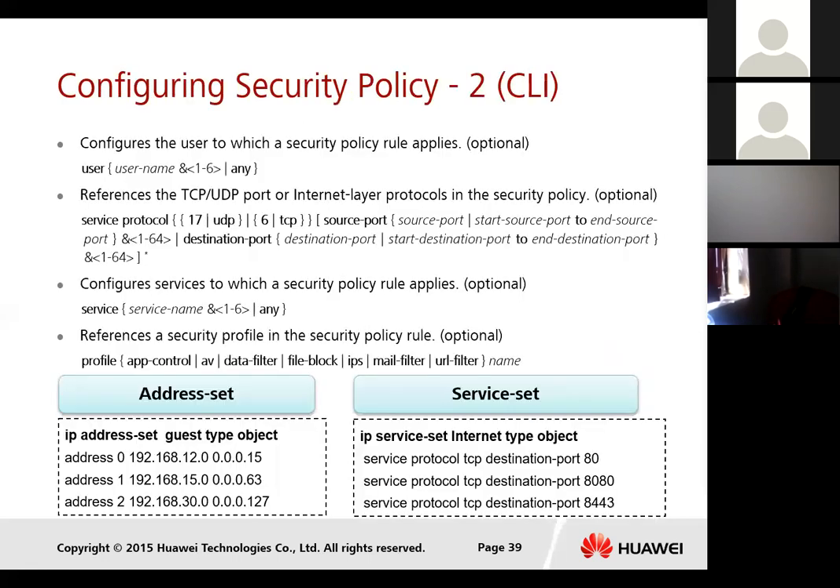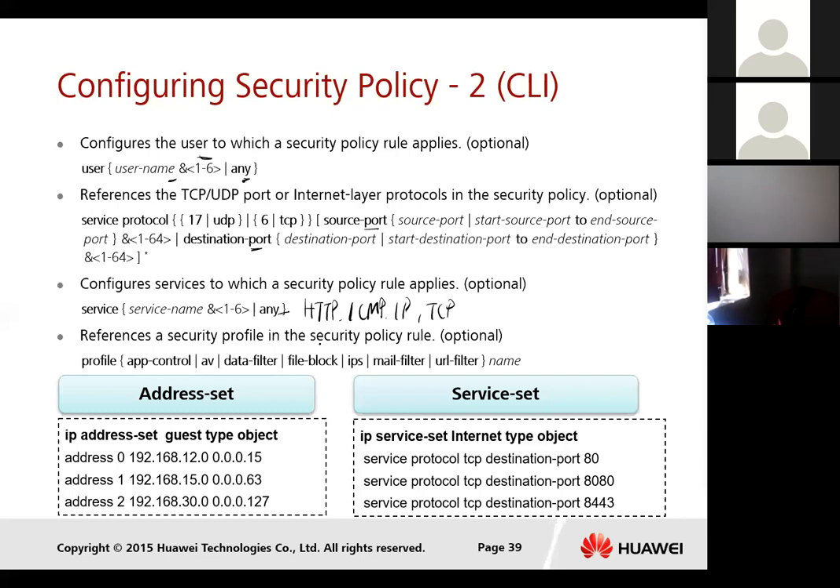So configuring the security policy, just continue from just now. Let's say you want to specify based on the user. Okay, you can specify the username or any user. Reference the TCP and UDP port numbers. This is under the port, layer 5 or layer 4. What port needs to be monitored. Configure the service. This service can be HTTP, can be ICMP, or can be an IP service. So it depends on what type of service you are referring to.